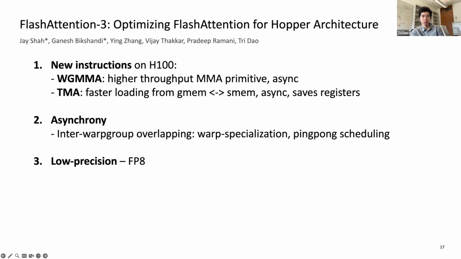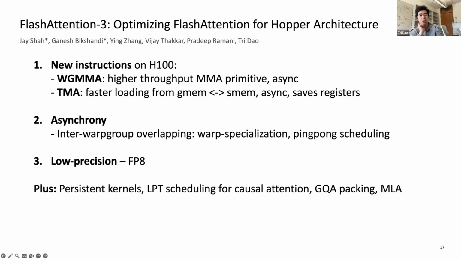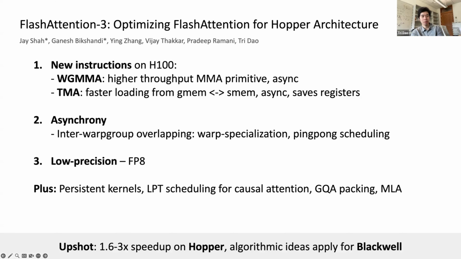So these are baseline, table stakes techniques, and there are a bunch of more advanced techniques that I will touch on, things like persistent kernels, longest-processing-time-first scheduling, GQA packing, and optimizing for MLA, multi-head latent attention. The upshot is this can make it about 1.6 to 3x faster for Hopper, and all of these ideas actually apply to Blackwell as well. So that's the work.